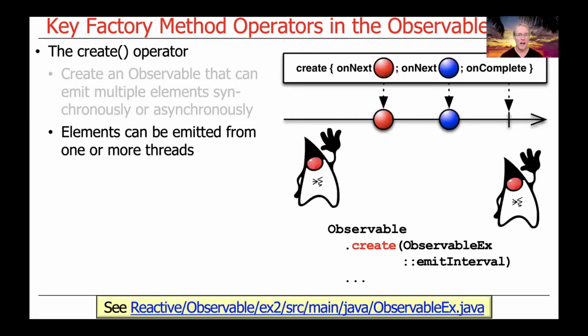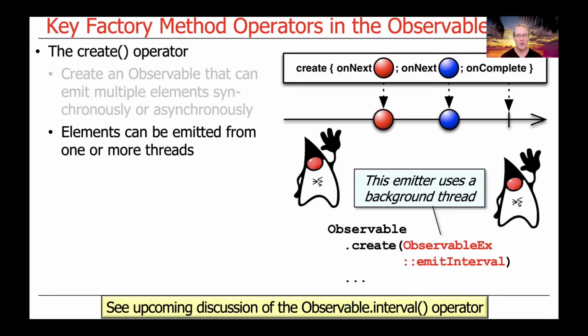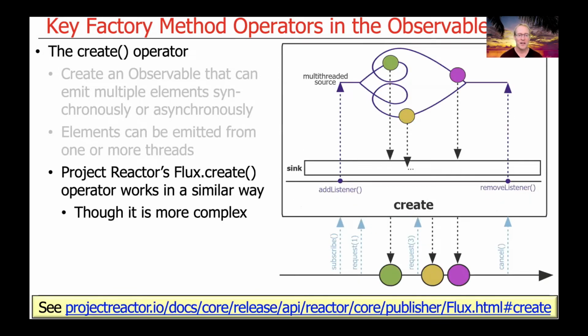It returns an observable that will emit all the elements that are generated by the ObservableEmitter that's passed. The elements that are going to be generated can be emitted from one or more threads, which is one of the other characteristics that gives this particular operator a lot more power than just and fromIterable that were defined earlier. There's an example we'll take a look at in the case study at the end of this lesson that we show a snippet of on this page, where we use the create operator and we pass it a method reference called ObservableEx emitInterval. And this emitter will use a background thread that's part of the implementation of Observable interval, an operator which we'll also talk about here shortly.